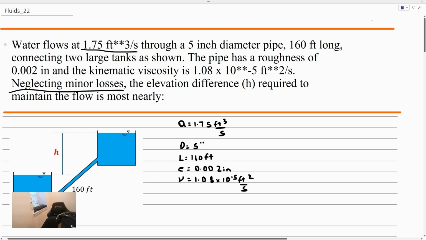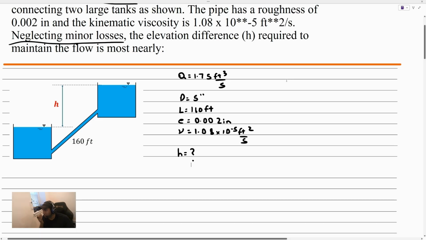It says neglecting minor losses, the elevation difference, h. What is that h value equal to? Okay, a lot of things in this problem. We're given a few different givens. First thing is that we are looking for that height h. If I'm thinking about what kind of equation can I use to bring into the problem the elevation, I'm also noticing that we're given this epsilon value, a roughness value for the pipe that's associated with friction losses.